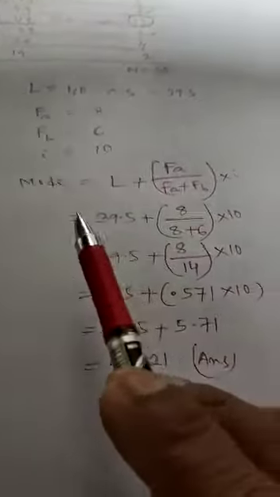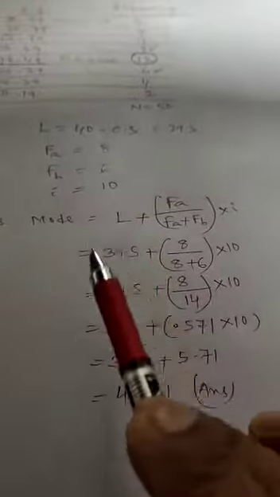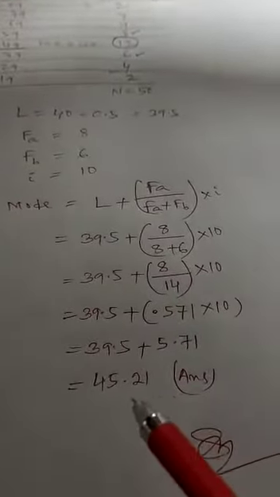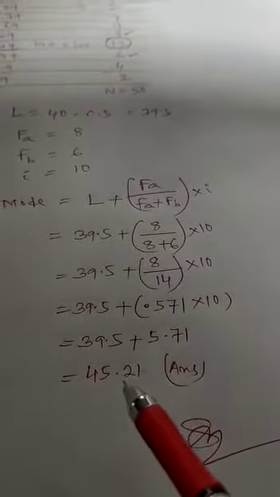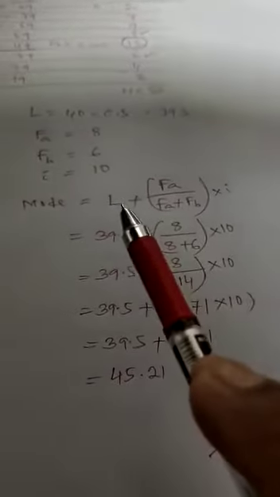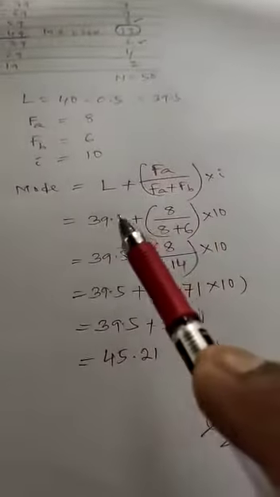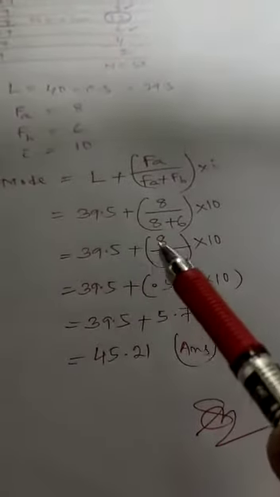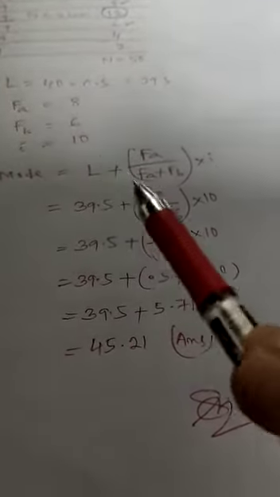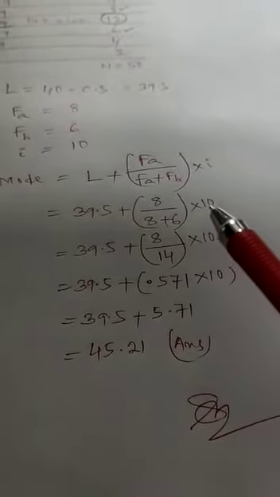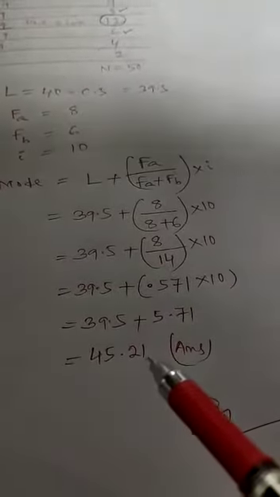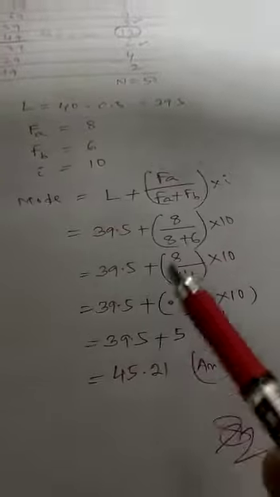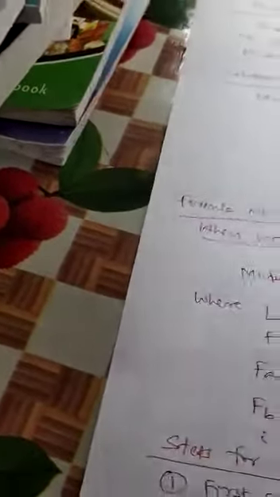Now finding the mode, putting these values in the formula, we find the mode value, that is 45.21. How does it come? L will be 39.5. Then FA is 8, divided by FA again 8 plus FB is 6, and multiplied by 10. So this results in 45.21. So in this way we can calculate the mode by two different ways.